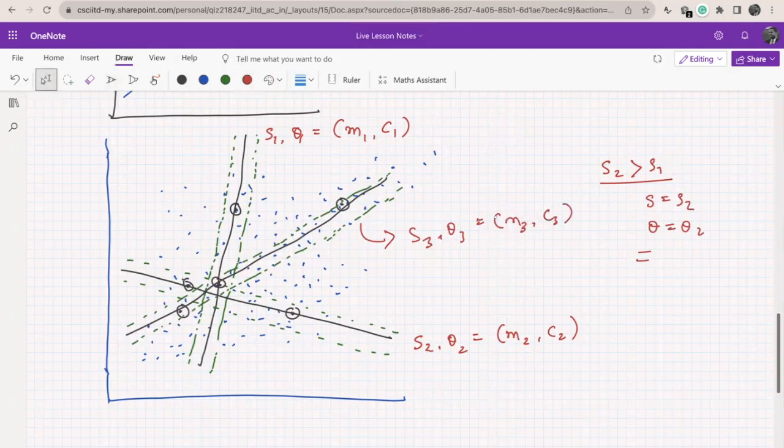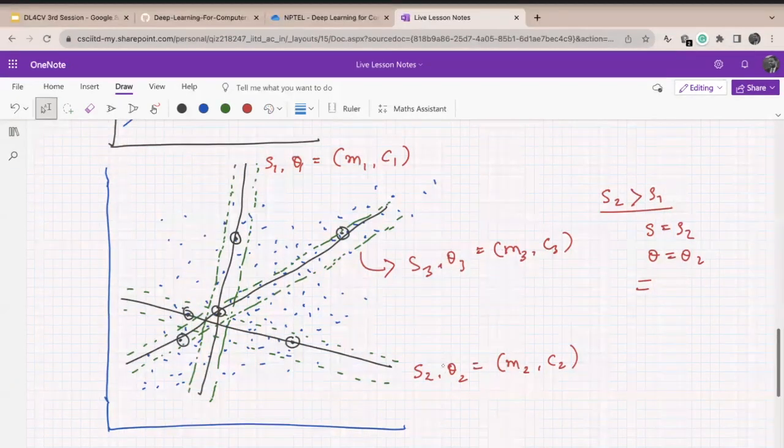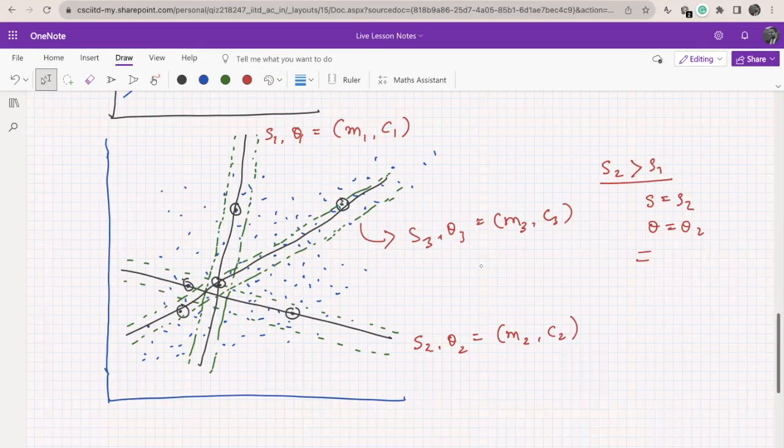We can clearly see that this has the maximum number of points in the neighborhood. That's why it has the maximum score, and so that's why we're storing the score and the parameters.